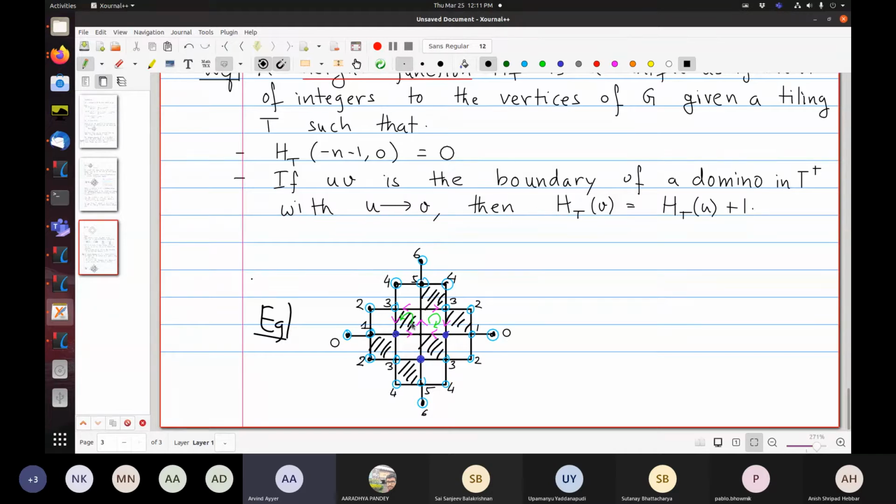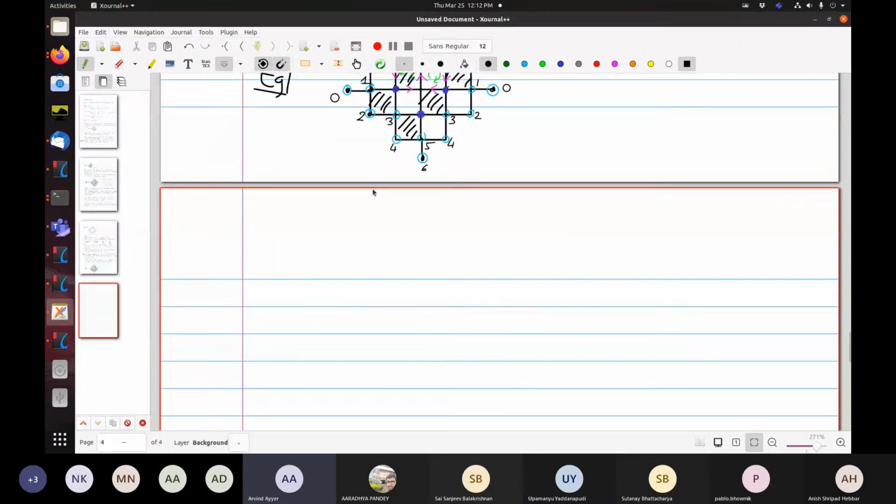And now every time you have a domino, you will get a height here, which depends on which edge is part of the domino, the boundary of the domino. So, for example, maybe I should do another example. Maybe I'll do a concrete example for size 1. So, n equals 1.